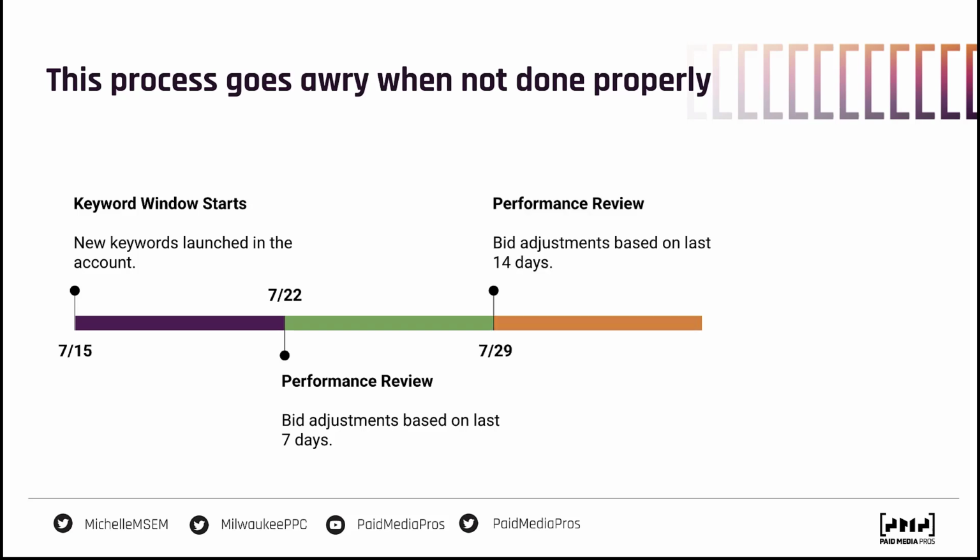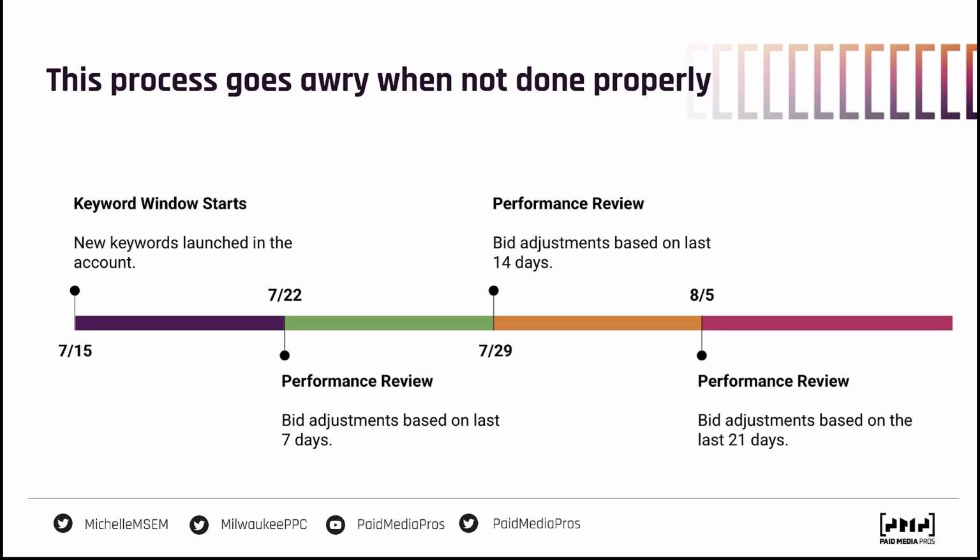Then you came back a week later on July 29th. Your keywords have been active for 2 weeks, so you made bid adjustments based on the last 14 days worth of data because now you have more to optimize on. And then you let the campaigns run. Now you're at a 3-week performance review on August 5th, and again, you've got even more data, so you start to make bid adjustments based on the collective performance you've seen for the last 21 days.